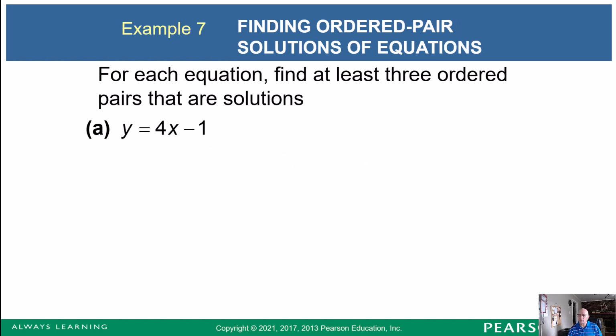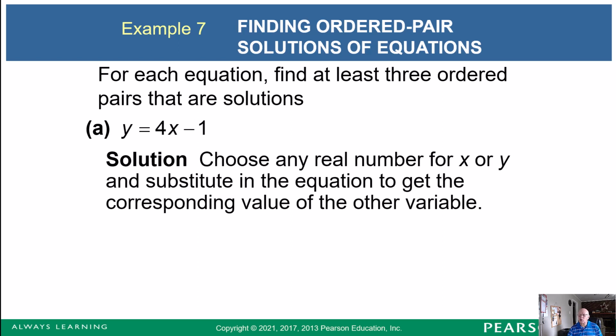Next, we want to find 3 ordered pairs or solutions to this. What you can do is choose any real number at all for the x. Put that number in where you see the x here, and all you have to do is some simple calculation to get the y coordinate that matches up with it. So, for example, let's suppose I choose 1 for the x. If I put that 1 in where the x is, I have 4 times 1 is 4, minus 1 is 3. There's one ordered pair.